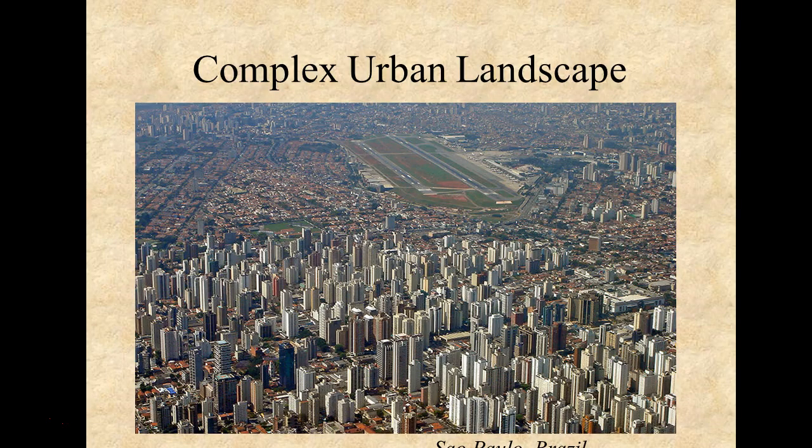Cities are the most complex of human landscapes. An urban environment includes the multitude of people from different backgrounds, differing levels of wealth and opportunity, and built structures that range from gleaming high-rises to dilapidated ghettos. Sao Paulo, Brazil is shown here.